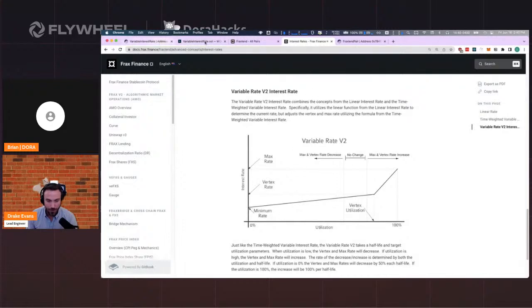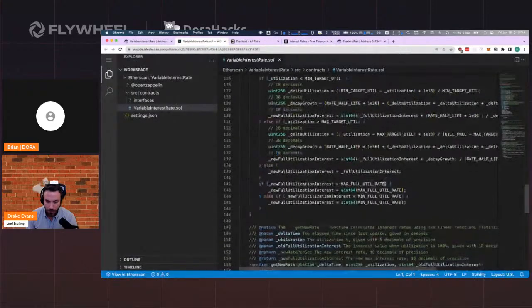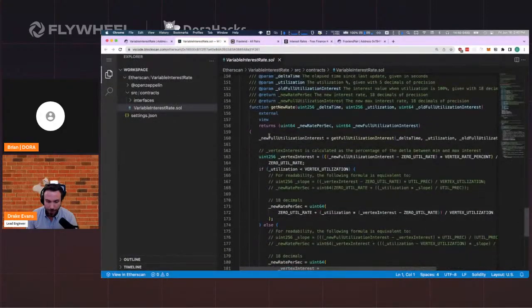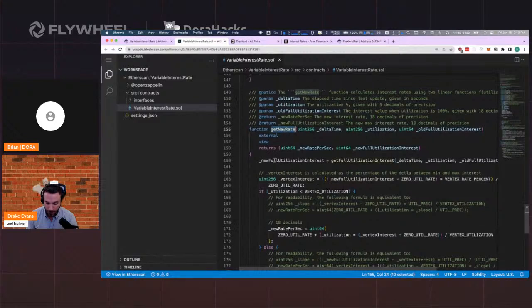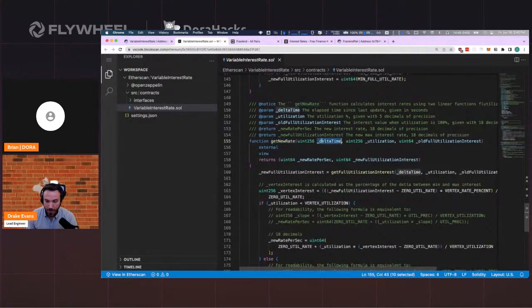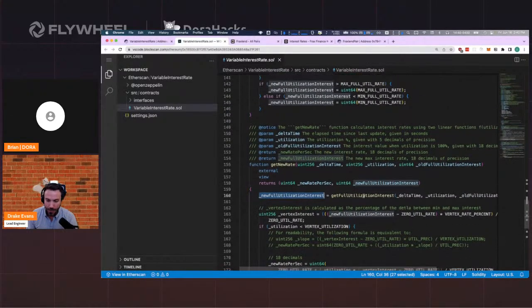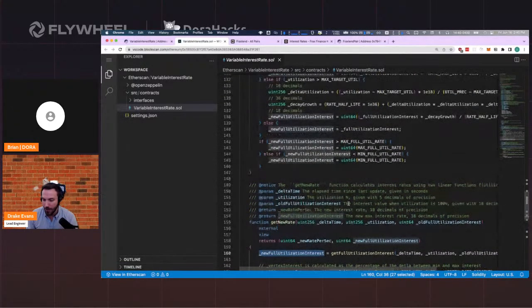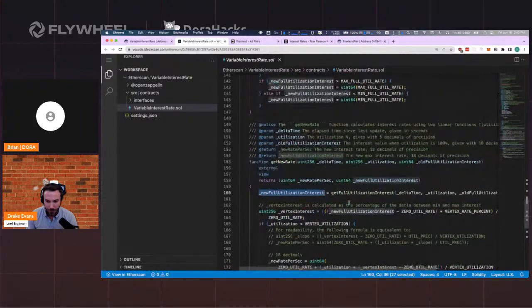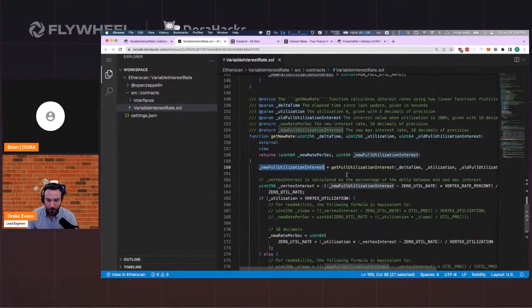So if we take a look at this code, we can see how this happens. You can see the pair calls get new rate. We pass in the time that's elapsed, the utilization, and the old full utilization interest. The first step is going to be to calculate this new full utilization interest. And this is going to be based on, as we discussed, whether we are inside or outside of the ideal ranges of utilization. If you're above it, this number will increase. If we're below it, it will decrease.